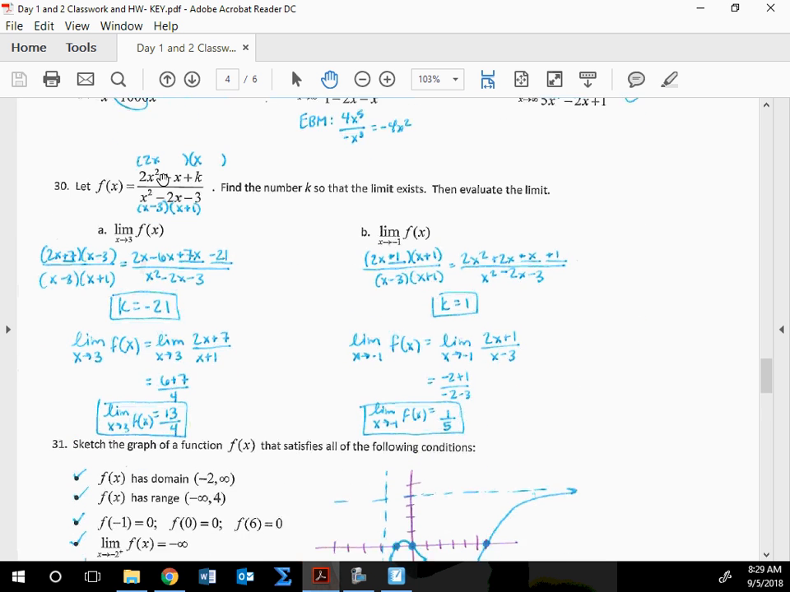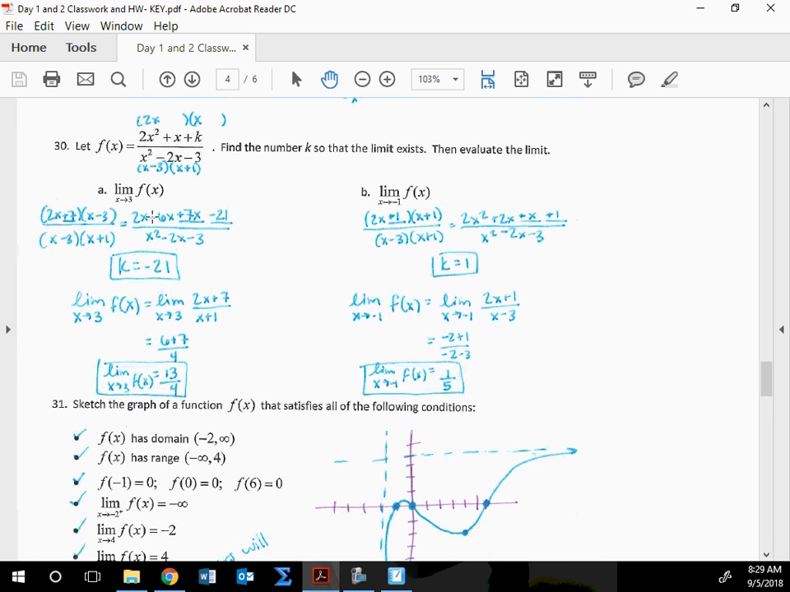Alright. So for 30, they give us this rational function, and we don't know k, and they ask us to find k so that the limit exists, and then to actually find the limit. Now, in order for that limit to exist, again, we need the left hand and the right hand to be approaching the same thing. And most likely, if it's this factoring problem, we can probably factor it and get it to cancel out one of our factors, so that we have just a hole there, and then the limit exists at that point.